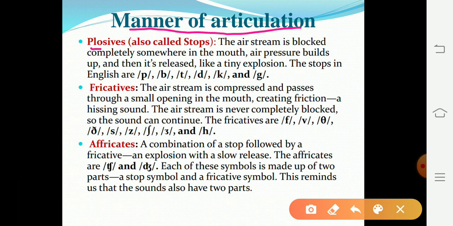Then the first sound is called plosives, also called stops. The air stream is blocked completely somewhere in the mouth, air pressure builds up and then it is released like a tiny explosion sound. The stops in English are P, B, T, D, K and G.